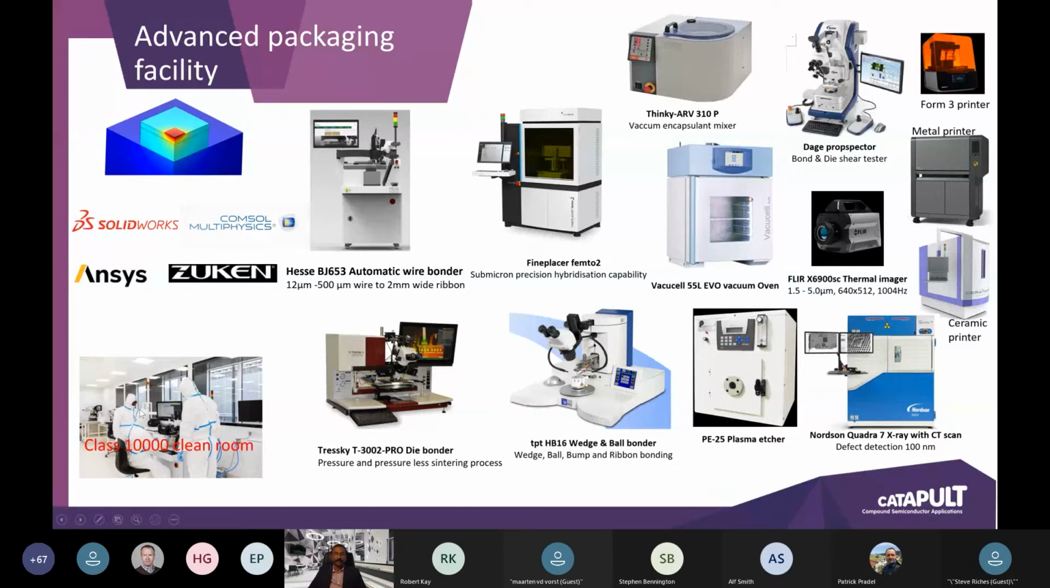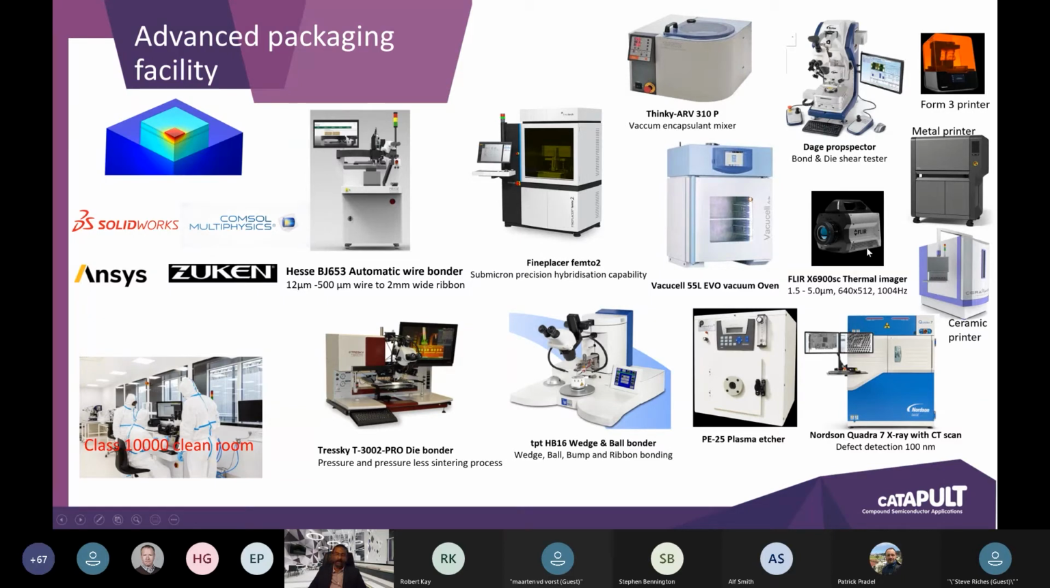The packaging assembly process is carried out in a class 10,000 clean room, which houses many of the advanced equipment like wire bonders and die bonders, even submicron precision bonders for the hybridization facility. We also have some testing and characterization facilities that include a bond and die shear tester. That means once you have attached the die to the substrate, you can push, pull, and see whether it is properly bonded to the substrate.